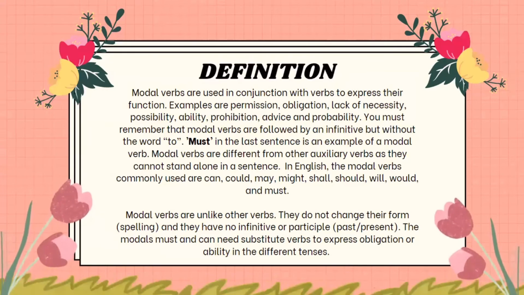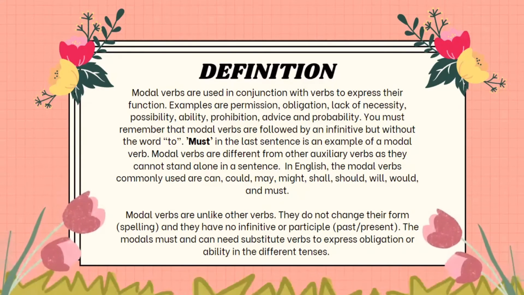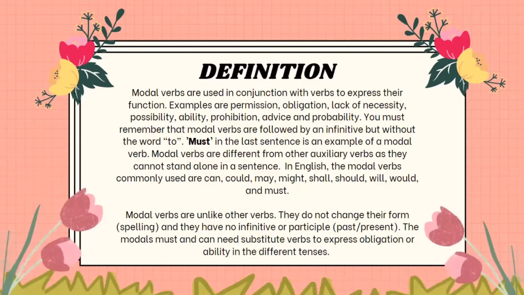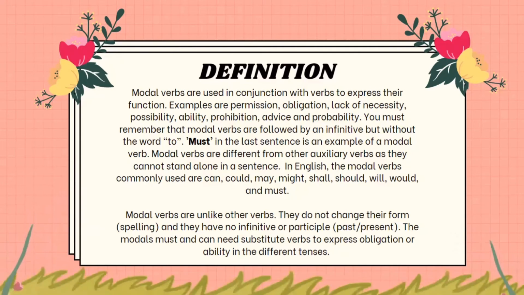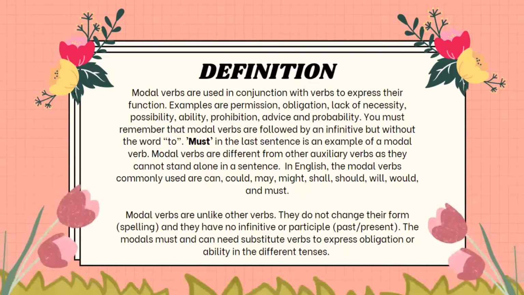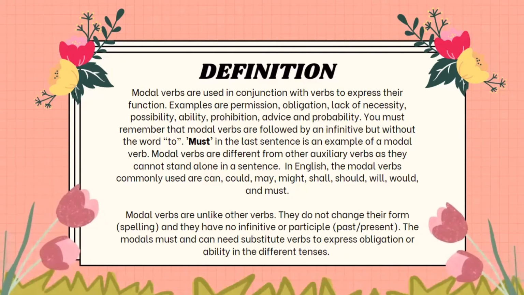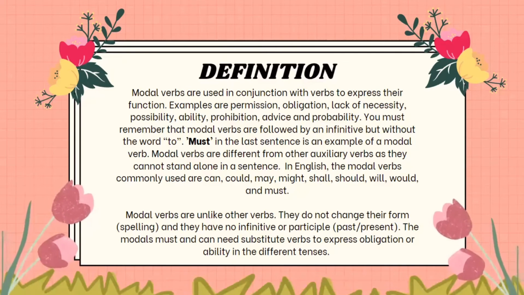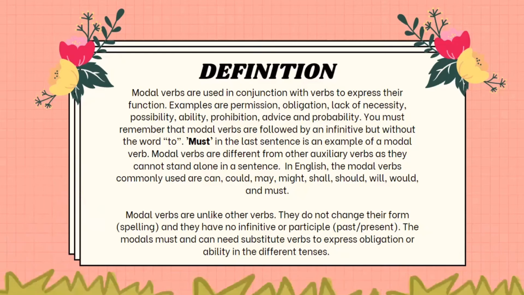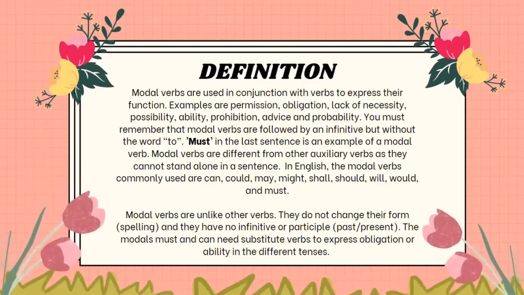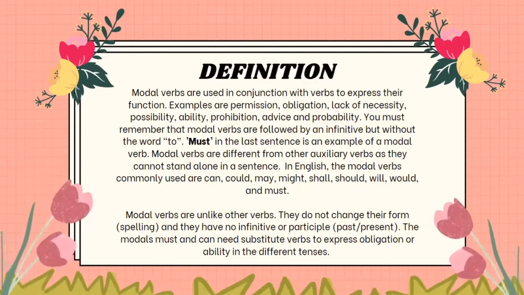Modal verbs are different from other auxiliary verbs as they cannot stand alone in a sentence. In English, the modal verbs commonly used are can, could, may, might, shall, should, will, would, and must. Modal verbs are unlike other verbs. They do not change their form or spelling, and they have no infinitive or participle, past or present. The modals must and can need substitute verbs to express obligation or ability in the different tenses.